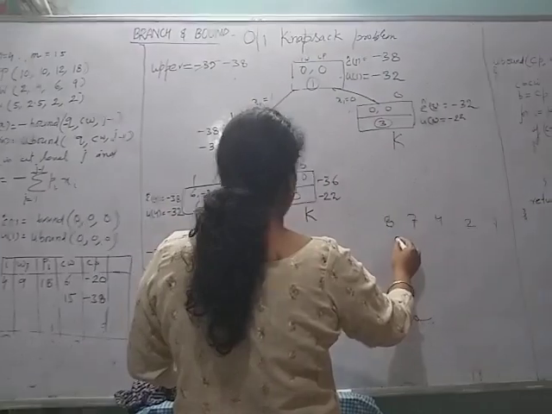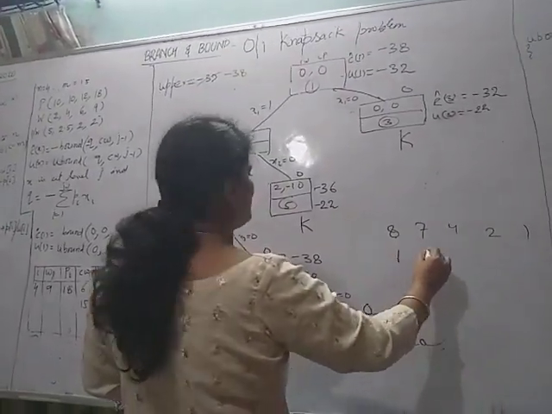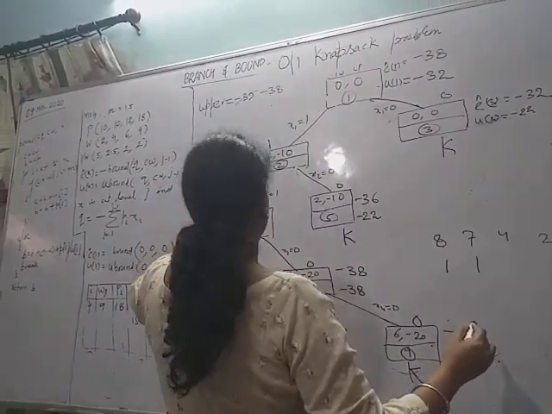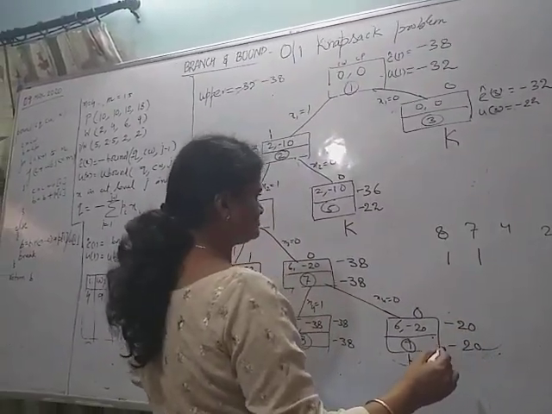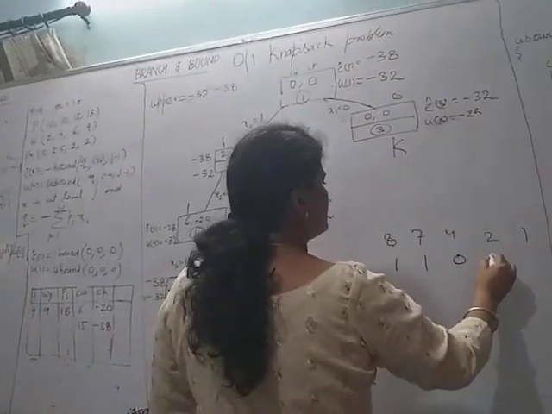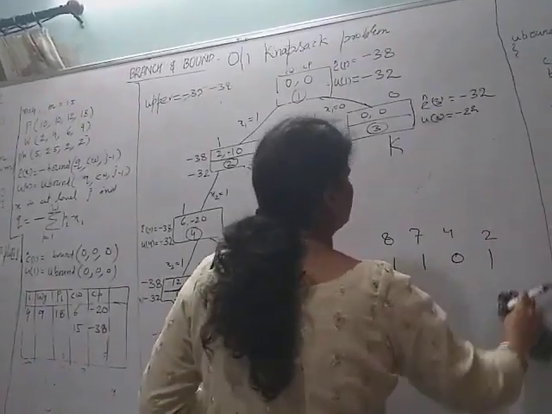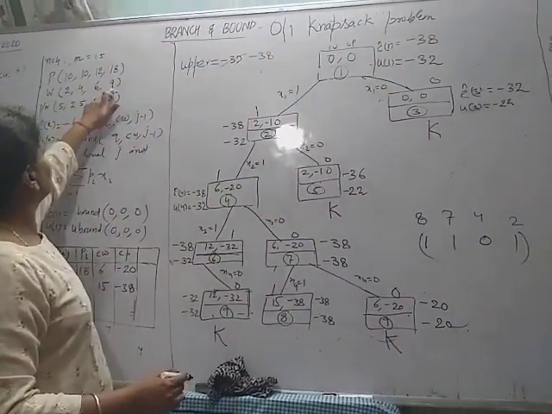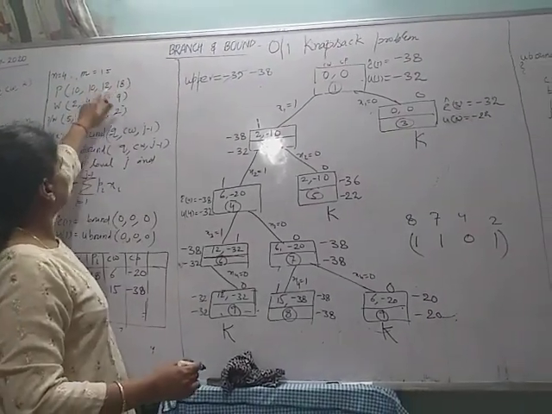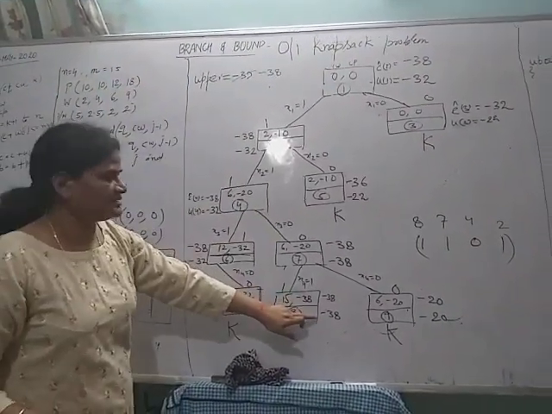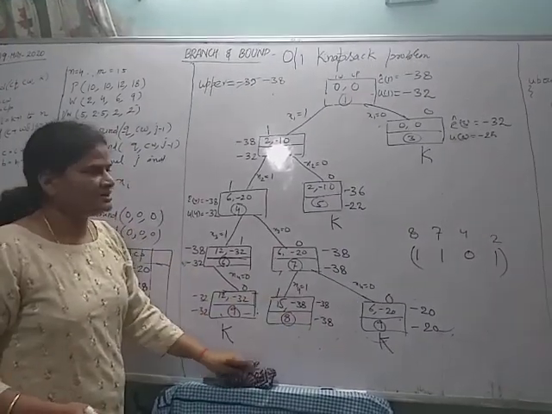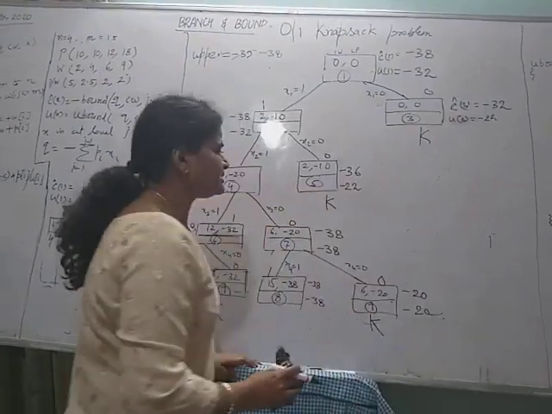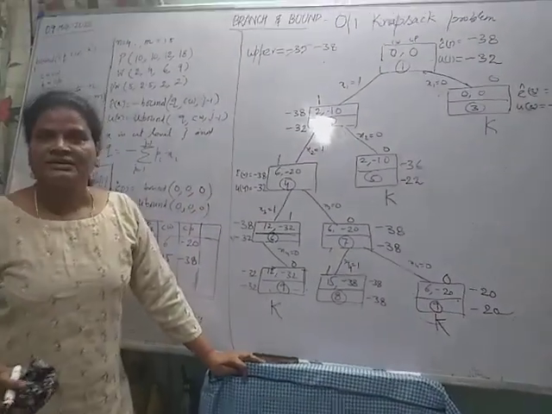So 8 is 1, then 1, 1, 0, 1. This is the solution vector: 1, 1, 0, 1. So 10 plus 10, 20, and 38. So 38 is the cost of this node. Now this is the least cost branch and bound.